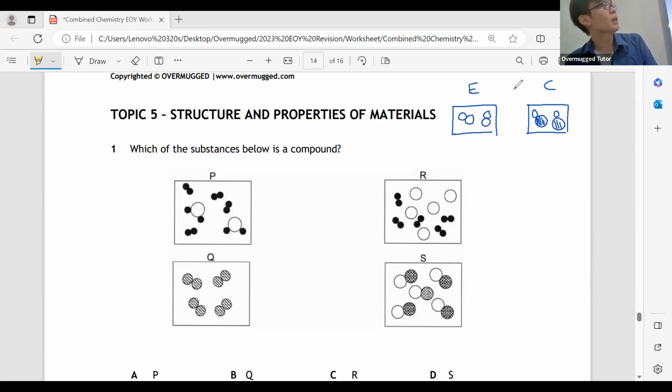Okay, so what can you see? Elements consist of one type of atom only, but your compounds consist of 2 or more types. Okay, so this is the visual diagram that you can test. Another way that you can test is through chemical formula. For example, Cl2, right? Only one type of atom, so this is considered an element. Okay, then this one maybe HCl. You can see 2 different elements inside, so this is a compound.